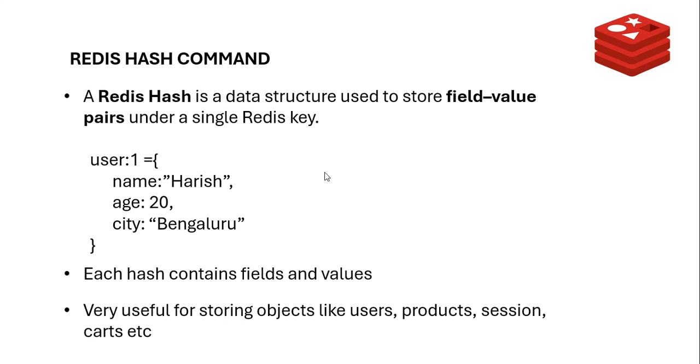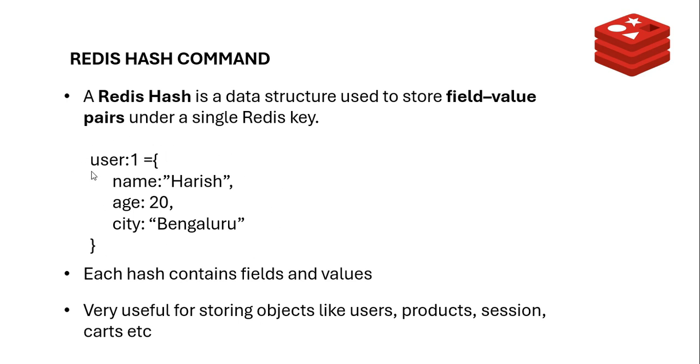So let's learn about the Redis hash command. A Redis hash is a data structure which is used to store field and value pairs under a single Redis key. Let's say we have a user here and we want to store the information about the user under a single Redis key.